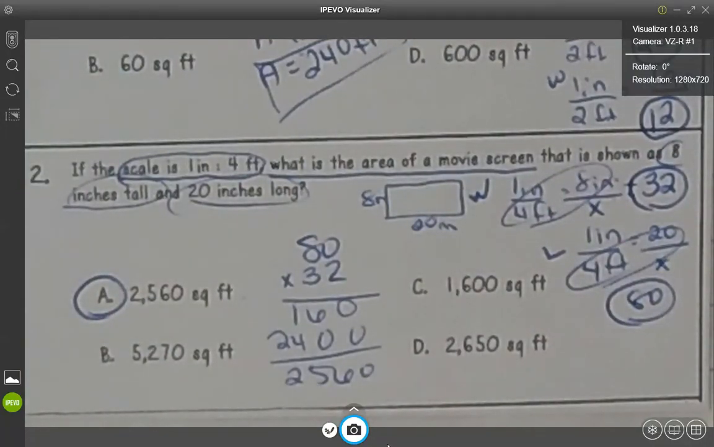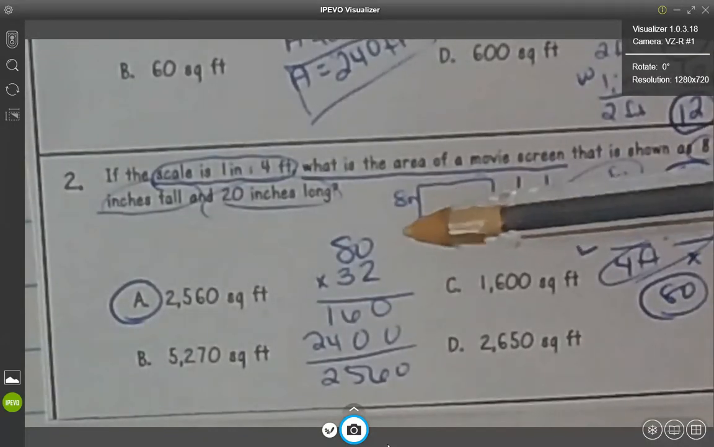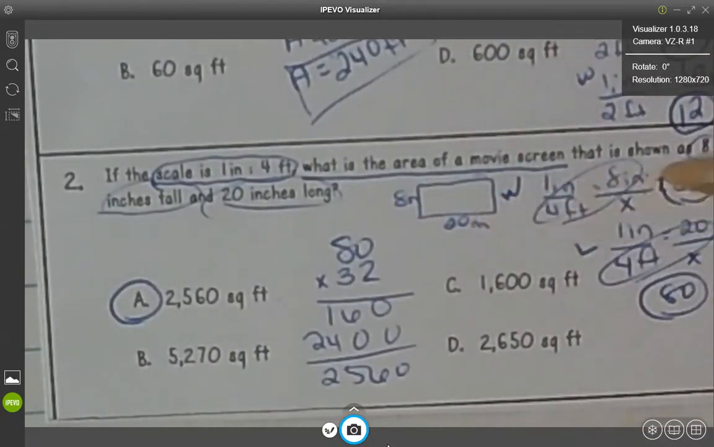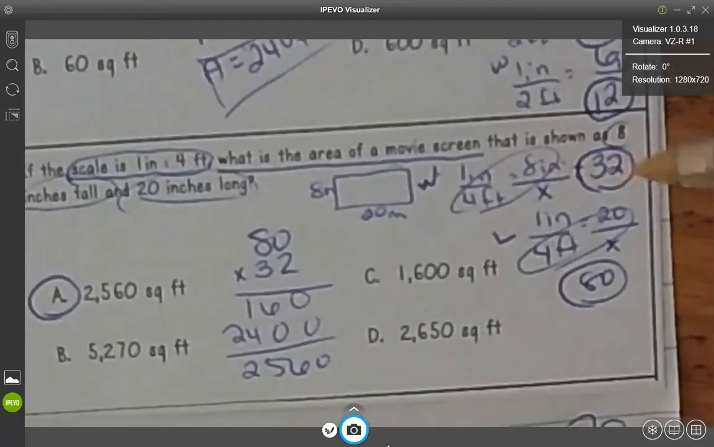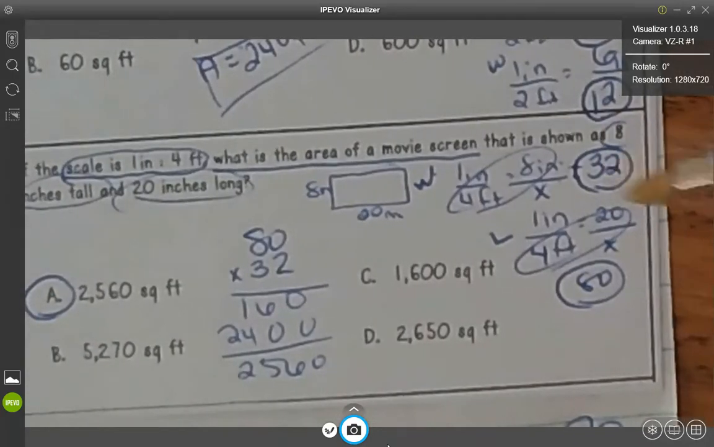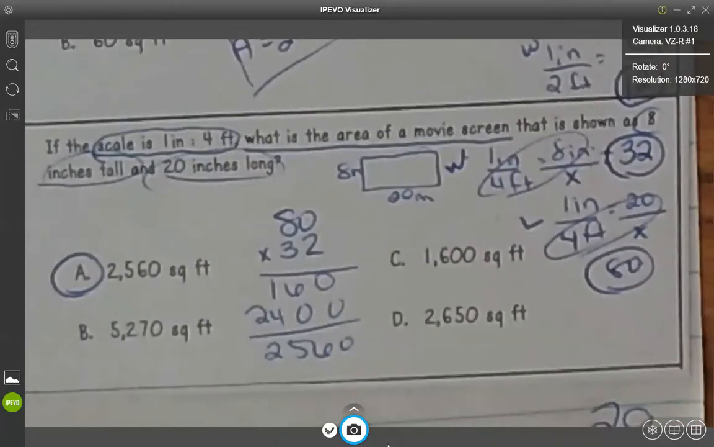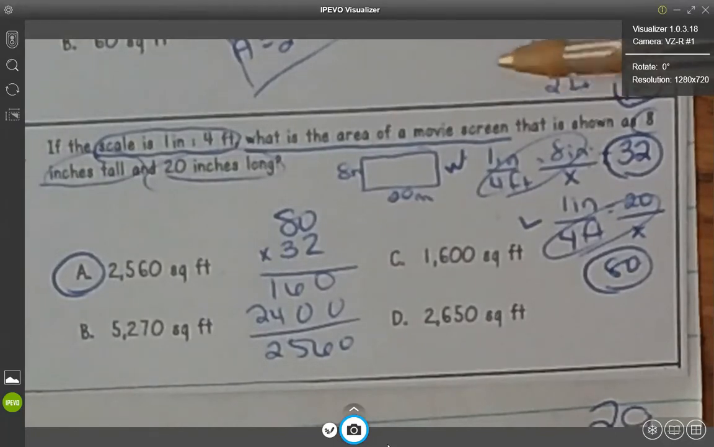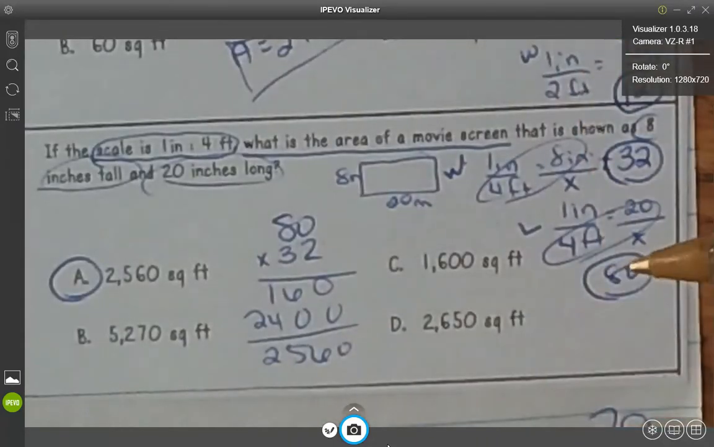All right, so you guys can see it. Most of us have it. Just hearing conversations. So again, I kind of drew myself a picture that way I could see where the width and where the length was located. Then I set a proportion for the width and the length. I found that the width of the actual is 32 feet and that the length of the actual would be 80 feet. So then the area for this is to multiply the two together since it's a rectangle. So 80 times 32, and I got 2,560 square feet.